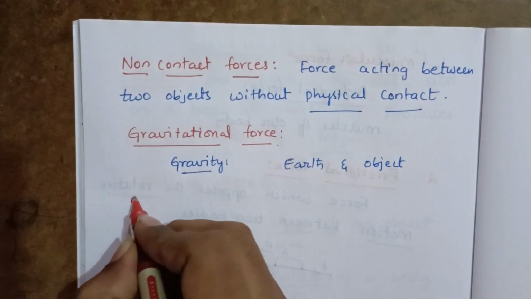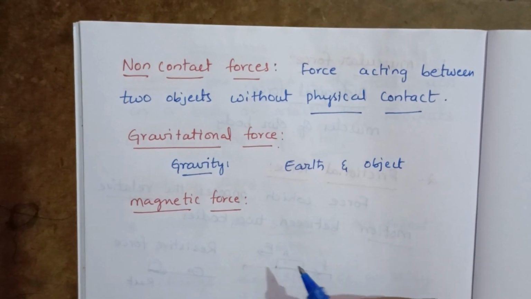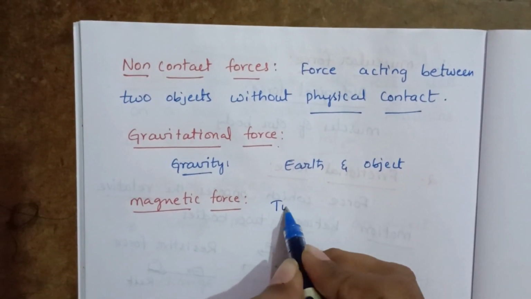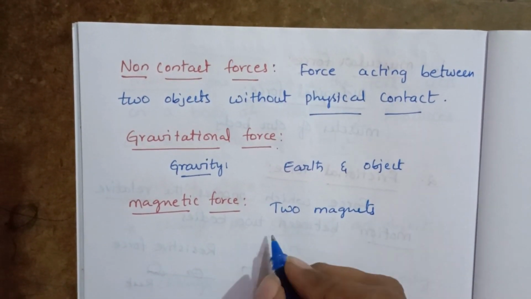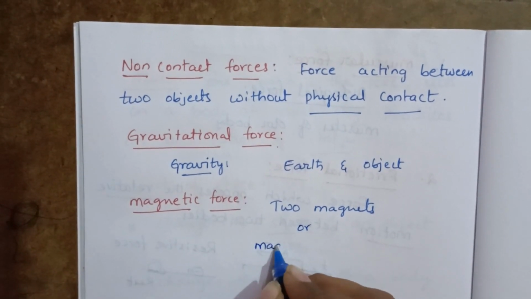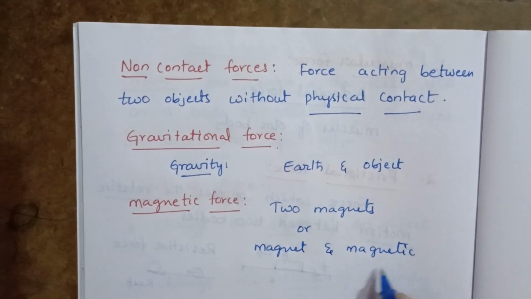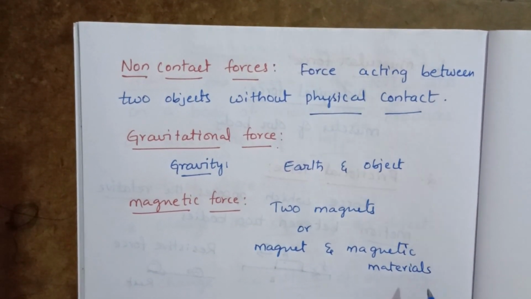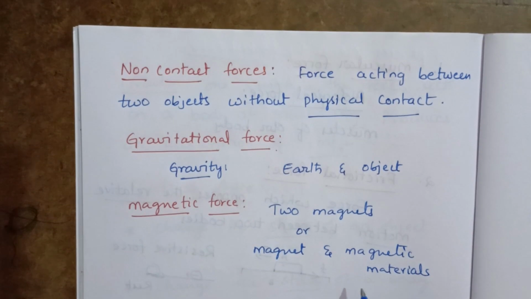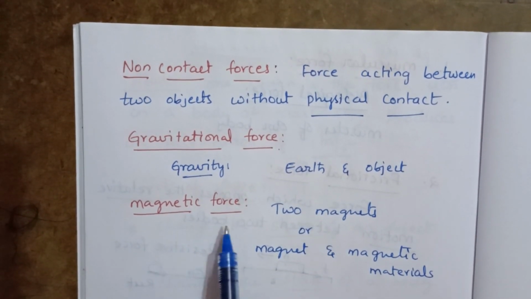Next one is magnetic force. It is the force between two magnets, either attracting or repulsive, or between a magnet and magnetic materials like iron, nickel, cobalt. The force between a magnet and magnetic materials, or between two magnets, is known as magnetic force.